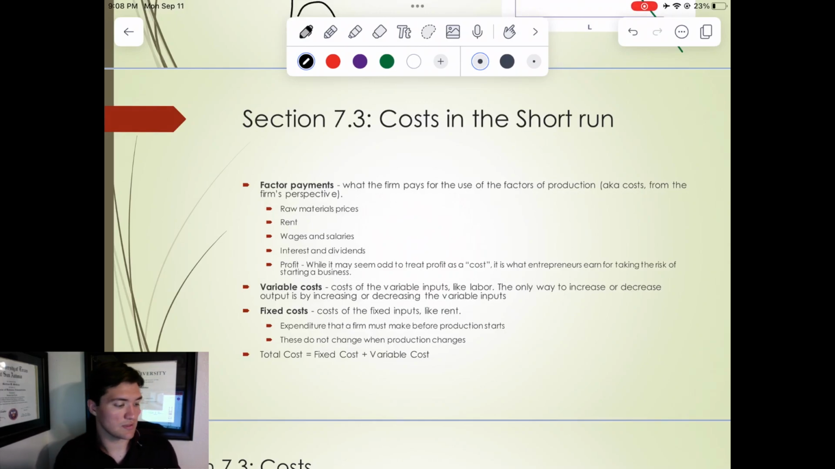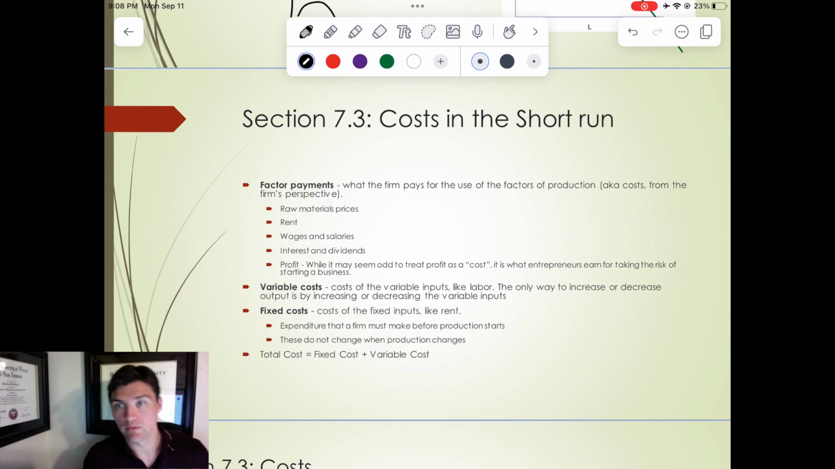So let's talk about section 7.3, which is going to be the cost in the short run. So we talked about the production, so let's figure out the cost of that production. So we already talked about some of the factor payments, right? So the wages, rent, the salaries, maybe the interest and the dividends that we're going to be paying out.